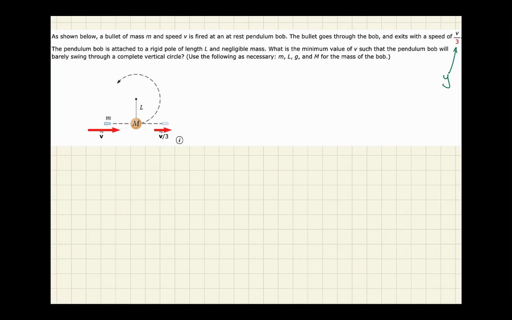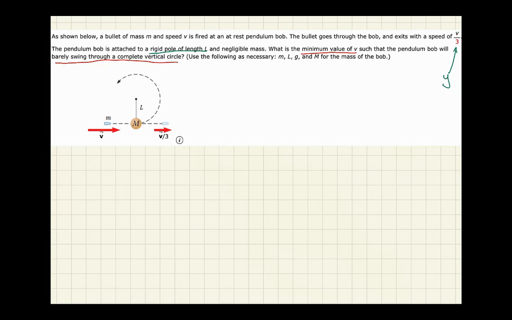My pendulum bob is attached to a rigid pole of length L. The reason that rigid is significant there is that rigid implies that you can assume constant radius of the circle that it moves in. What is the minimum value of v such that the pendulum bob will barely swing through a complete vertical circle? We've done problems like this before.